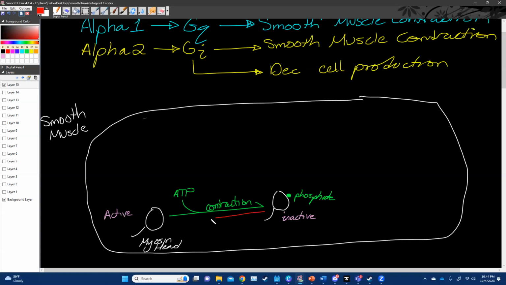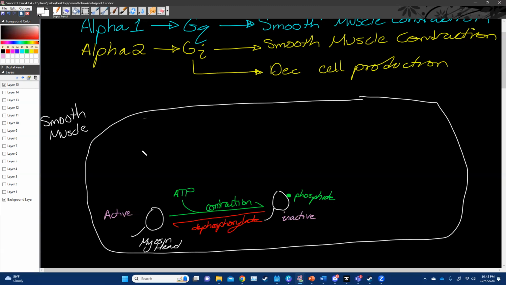The myosin head can be dephosphorylated and have that phosphate group removed in order to recover it to be ready for the next contraction. So the myosin head interacts with ATP, boom, contraction happens, then dephosphorylated, now it's ready again, boom, and back and forth, back and forth, back and forth. And every time it goes through this cycle, a contraction happens.